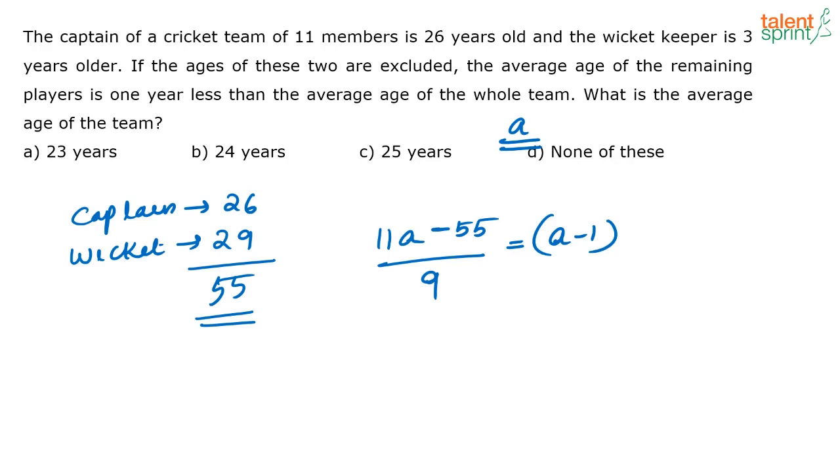When you solve it, what do you get the value of A as? Anybody got the value of A? You will get A is equal to 23 years. What is the average age of the team? Option A, 23 years. Clear?